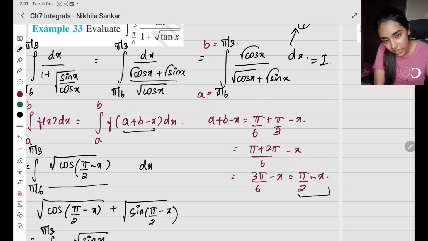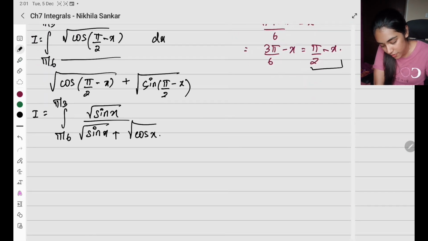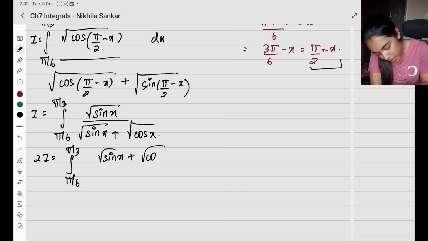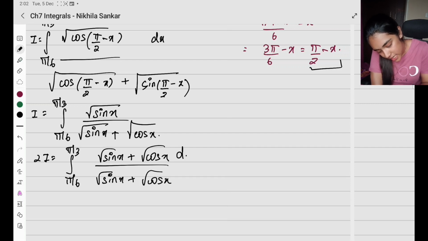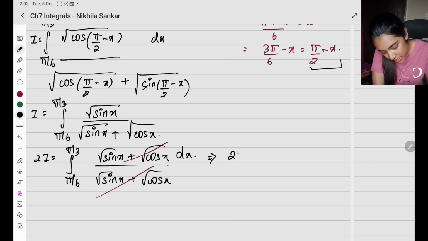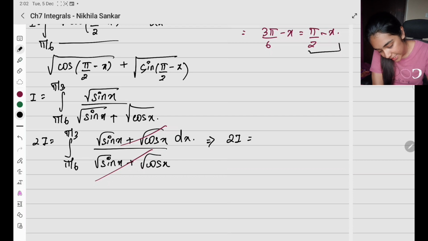When I add, the numerator is going to be root of cos x plus root of sin x. So I have 2I equals integral from pi by 6 to pi by 3 of square root of sin x plus square root of cos x, the denominators are the same, so we directly added the numerators, divided by root of sin x plus root of cos x times dx. So this is again very similar to the previous question. So I have integral dx. So from this I have 2I equals integral dx.